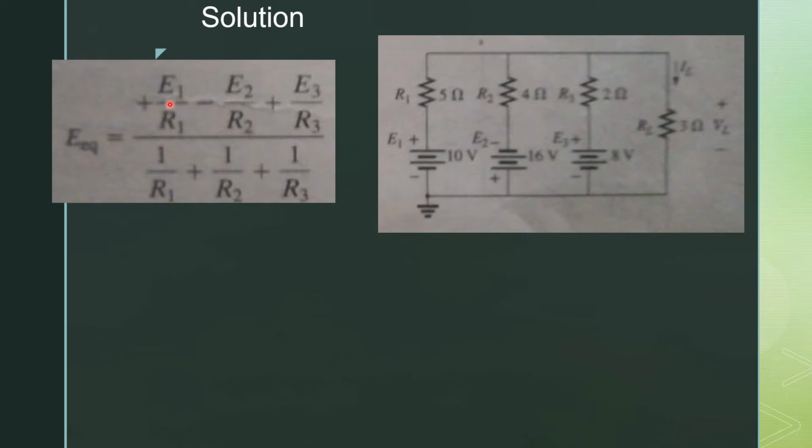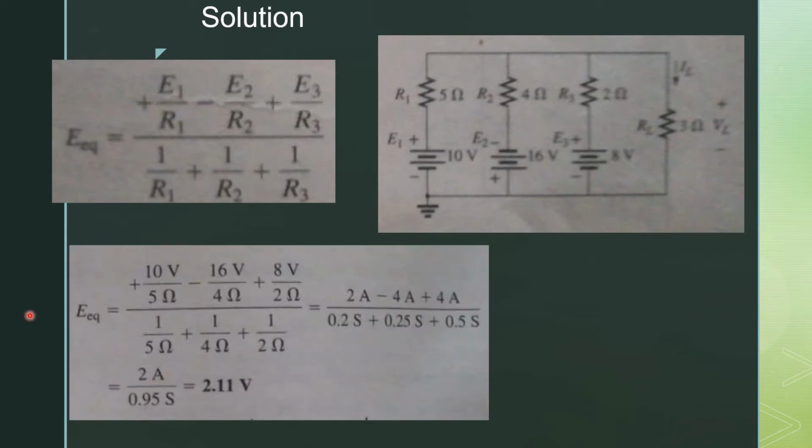E equivalent is equal to E1 by R1 minus E2 by R2 (the minus sign is because of the polarity of E2), and similarly for E3 by R3. R1 is 5 ohms, R2 is 4 ohms, R3 is 2 ohms. Substituting the values in this equation, you will get the value of E equivalent, which is equal to 2.11 volts.